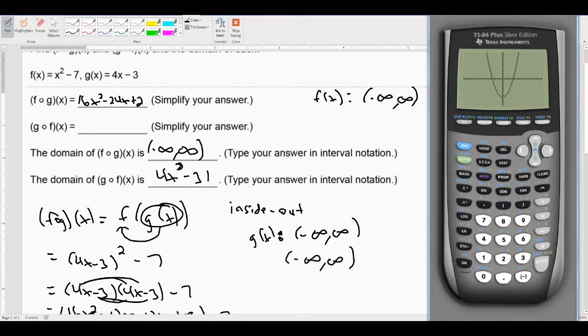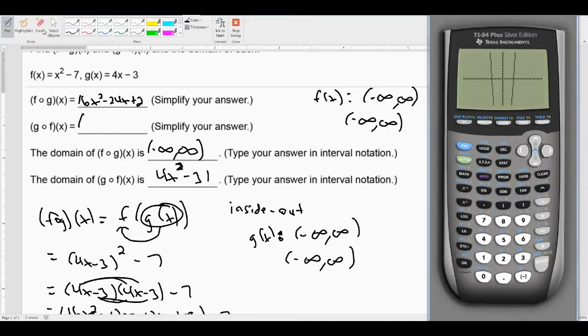And then I need to consider this function. And hopefully you already know that it's also a parabola, 4x squared minus 31. And its domain is also negative infinity to positive infinity. And what do they have in common? Well, everything.